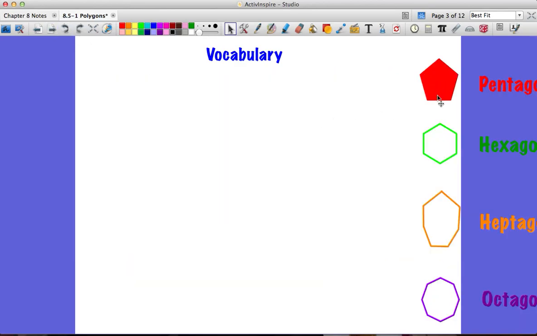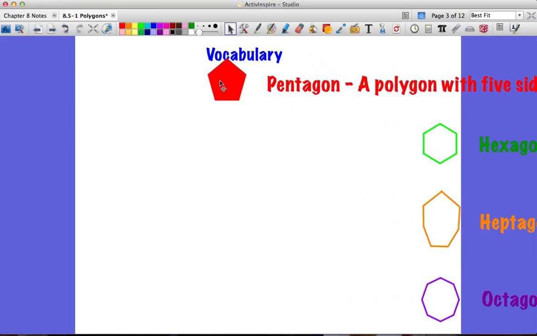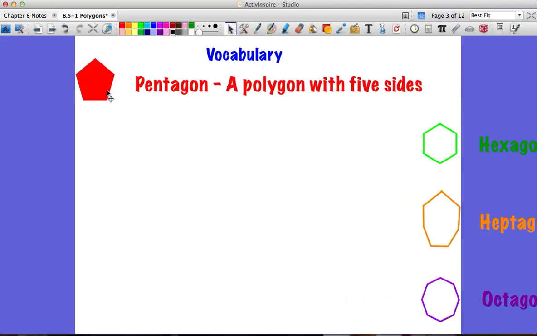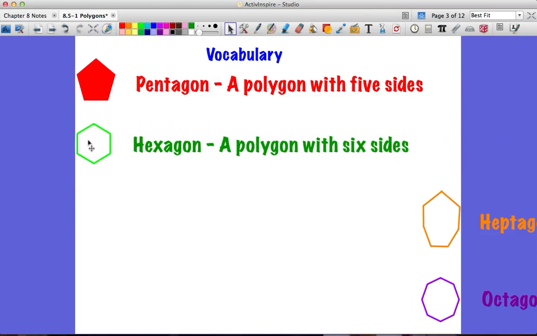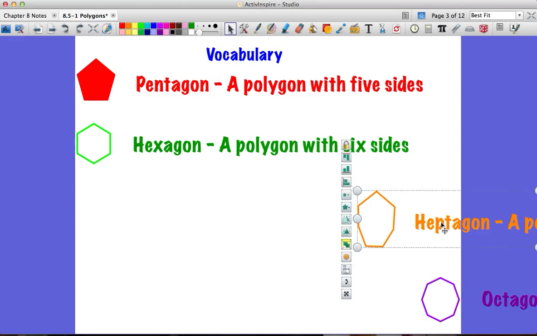A pentagon. Some of these will be familiar to you, but we're going to go over them anyways. A pentagon is a polygon with 5 sides. Here's your example right over here. A hexagon is a polygon with 6 sides. A heptagon is a polygon with 7 sides.